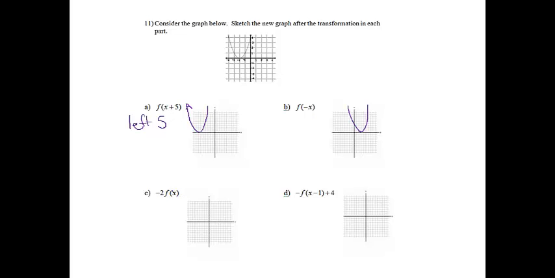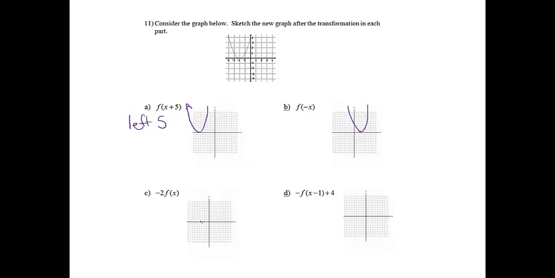Okay, the next one, -2 f of x. What the negative does on the outside is actually reflect over the x-axis, or turn it upside down. And then that 2 is going to make the graph steeper because each y value is being multiplied by 2. So it's growing a little bit faster. So we're at -2. Instead of going up, we will be going down instead.